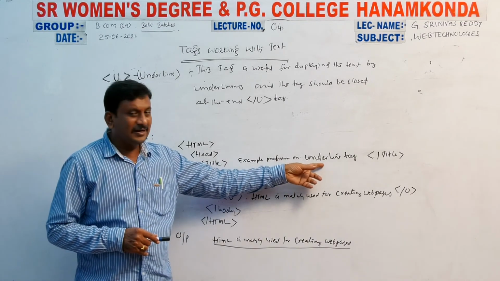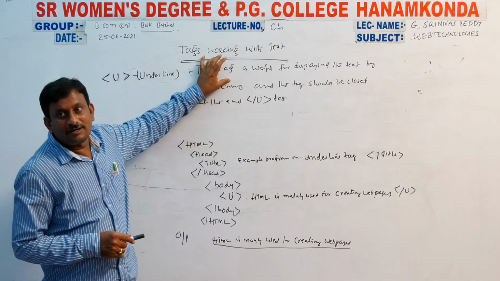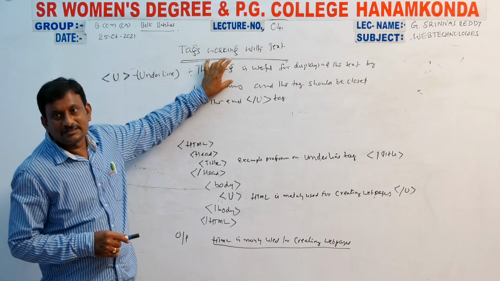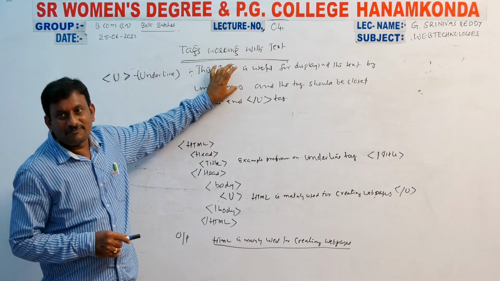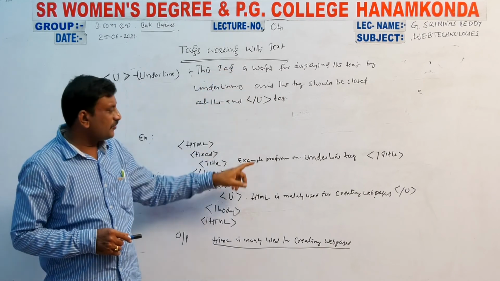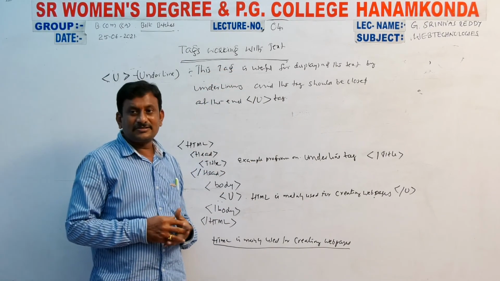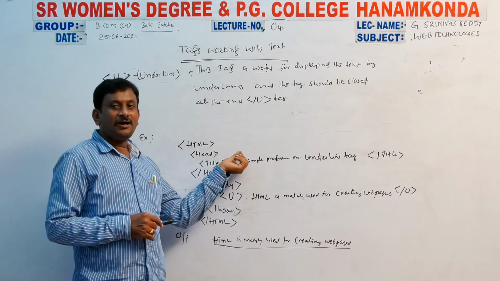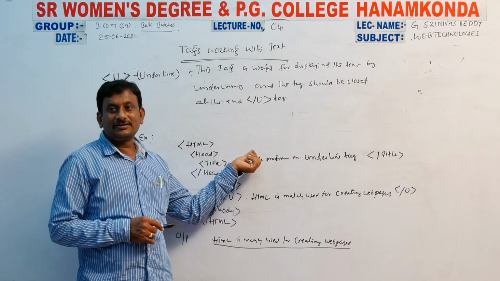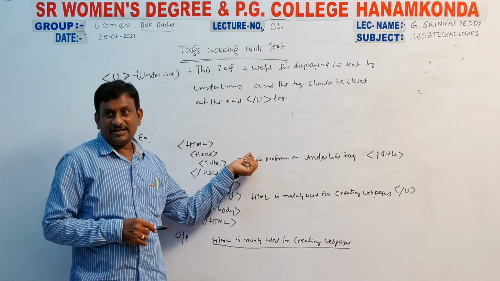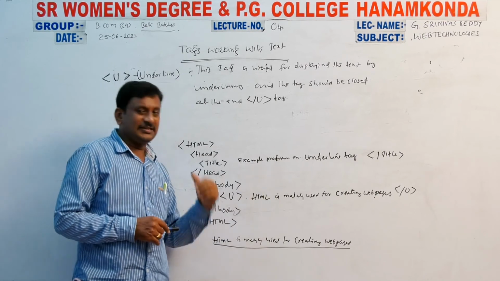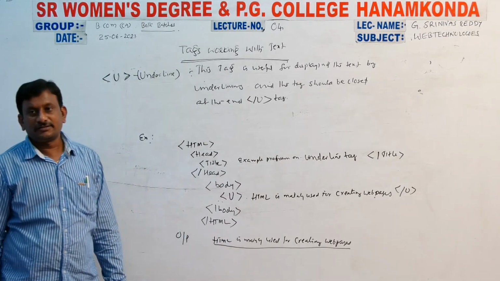Example program on the underline tag will be shown in the web browser's title bar. The web browser title bar will display that information: example program on underline. That is the purpose of using title. These are the tags working with text, tags working with text heading. This is a title. This is a content. Is that clear?